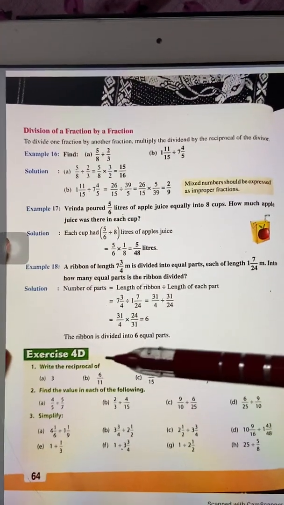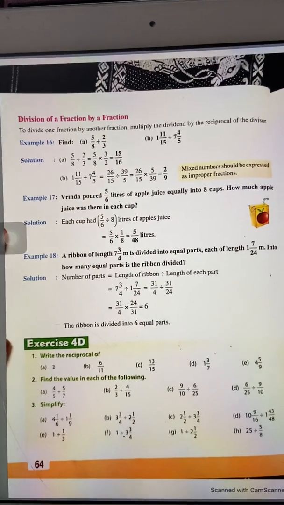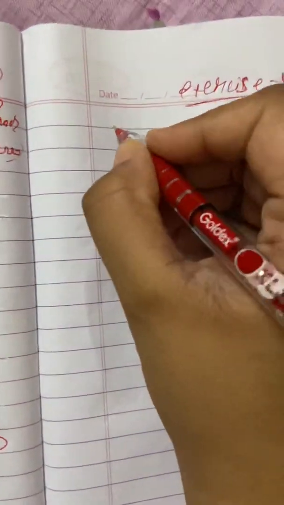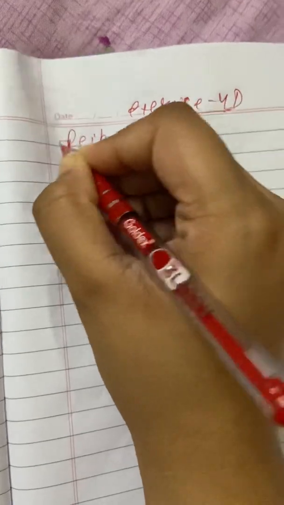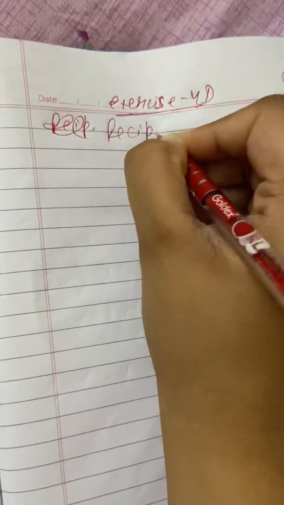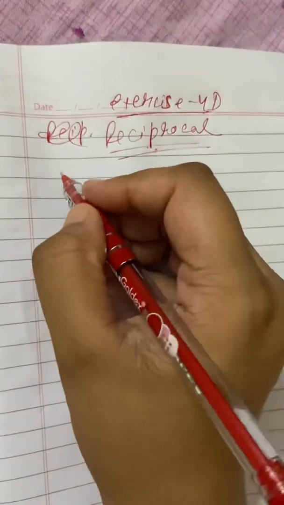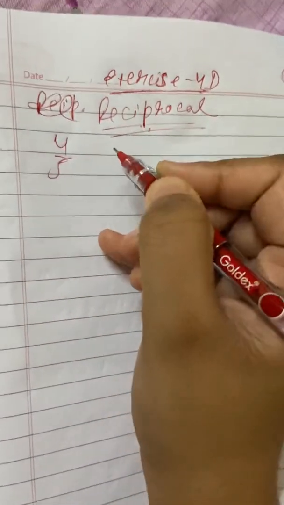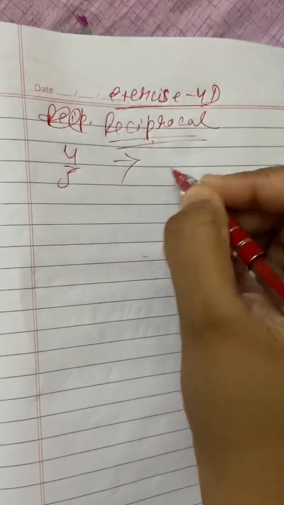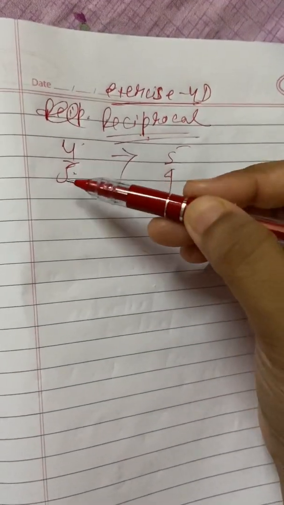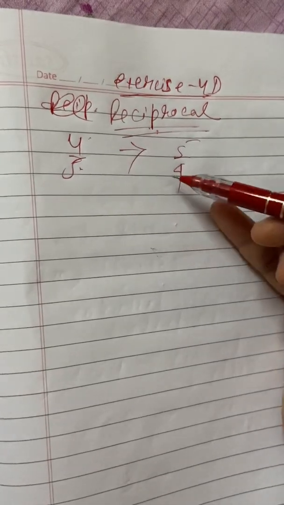For exercise 4D, first you have to understand the concept of reciprocals. Reciprocal means just the reverse. For example, reciprocal of 4 by 5 is 5 by 4. Just reverse it. 5 will go in numerator, 4 will come in denominator.